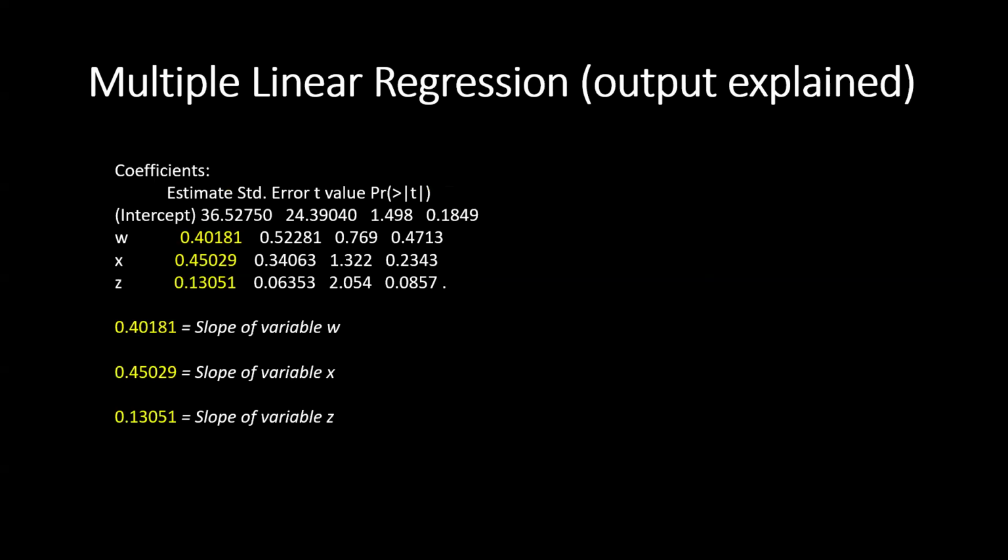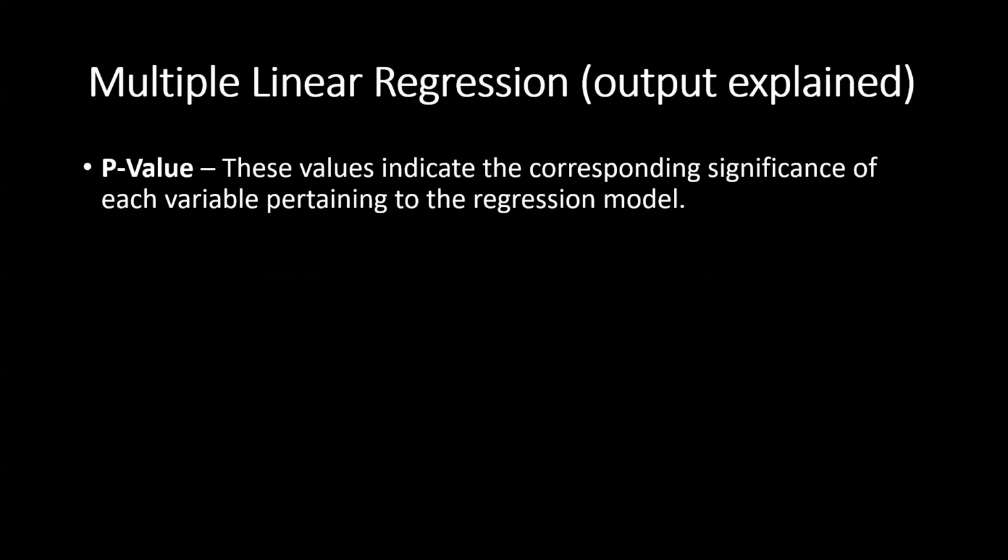And as you can see here, we have the slope of variable W, the slope of variable X, and the slope of variable Z. Remember, Y was our dependent variable. And as a reminder, p-values are the values which indicate the corresponding significance of each variable pertaining to the regression model.